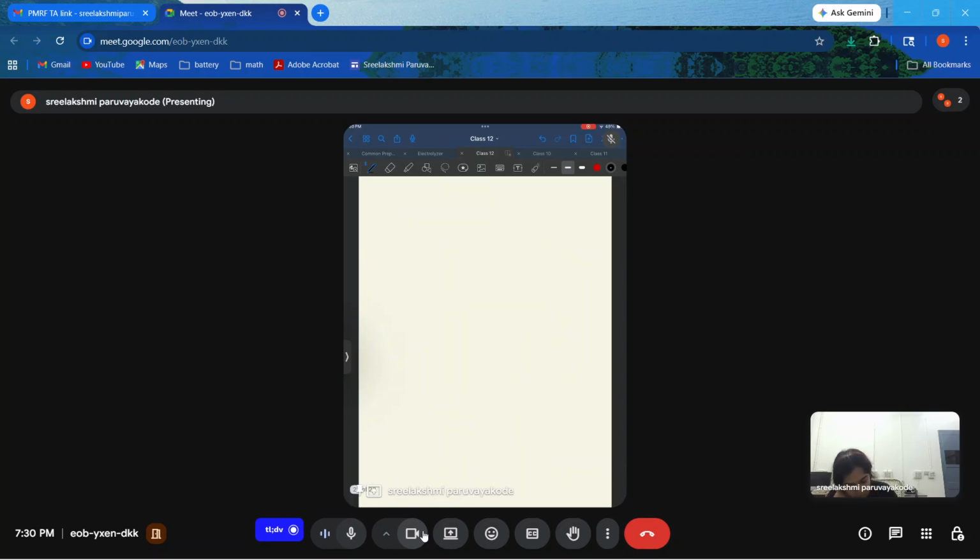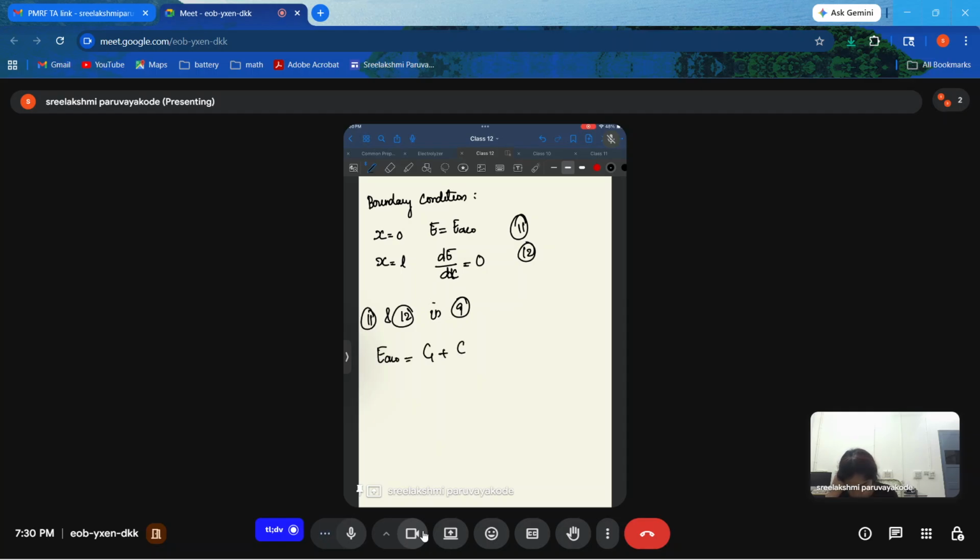Now at boundary conditions we know at x equal to 0, V equal to EAC naught, and at x equal to L, we know where it is ending, so the potential becomes 0. So we are going to substitute 11 and 12 in 9, which is E equal to C1 e to the power mx plus C2 e to the power minus mx, where you will get EAC naught equal to C1 plus C2.